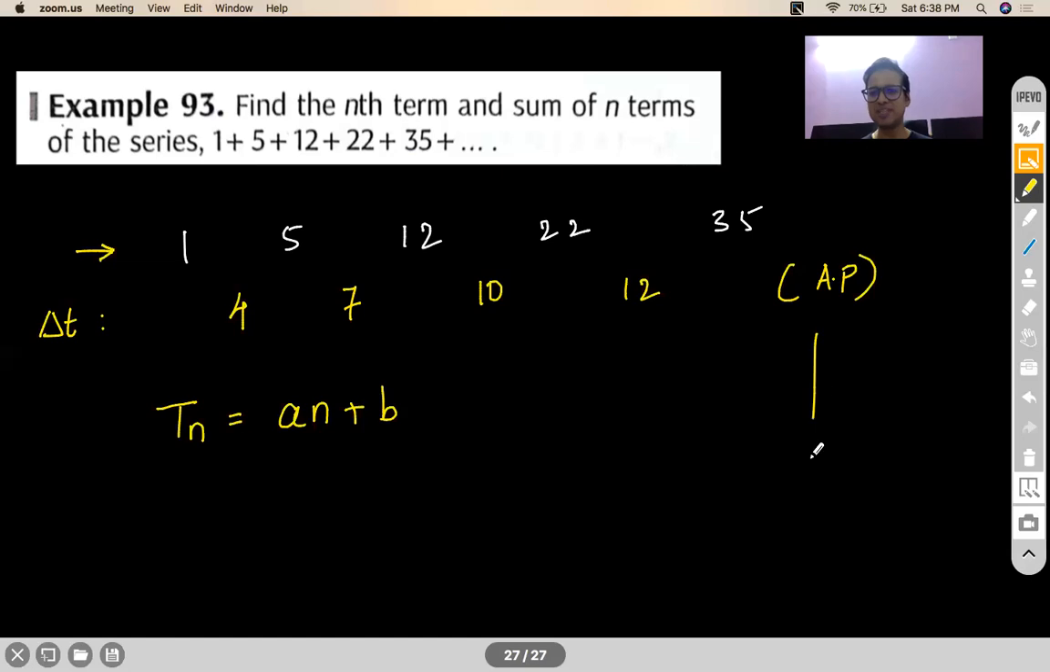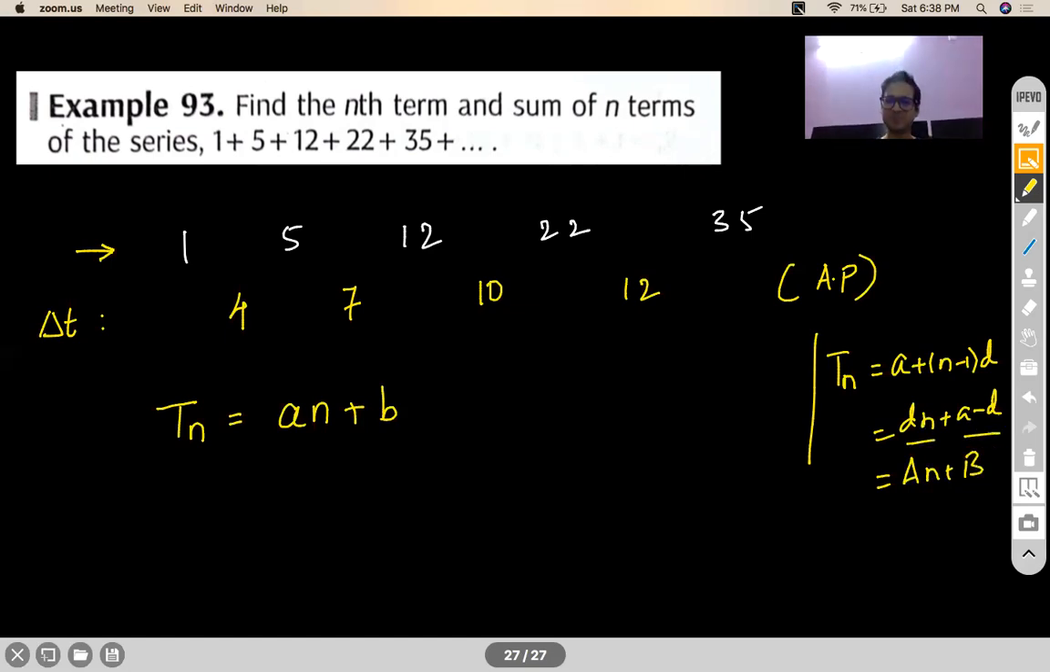Nth term of an AP is what? We normally used to write it as a plus n minus 1 d, right? It's actually dn plus a minus d. So it is something like an plus b kind of an expression, isn't it? So don't treat this a to be the same as this. Okay, so let me write it in capitals if you want to.